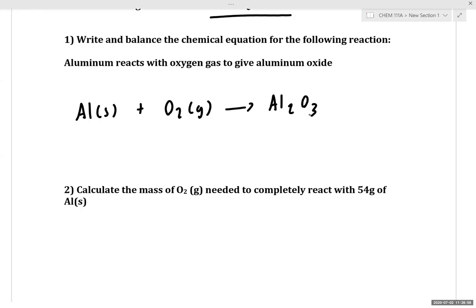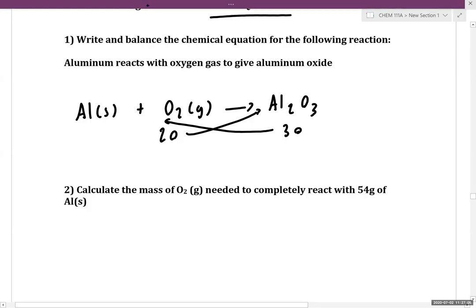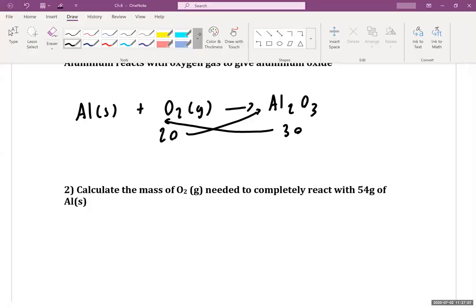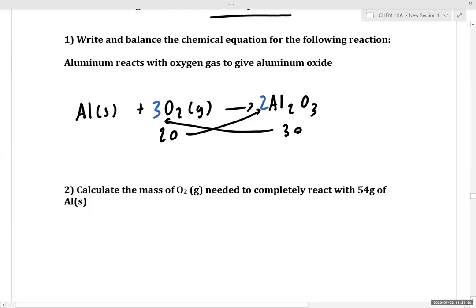So we're going to utilize the least common multiple method. We have 2 oxygens on the left. We have 3 oxygens on the right. Let's swap our coefficients. That gives us 3 and 2.